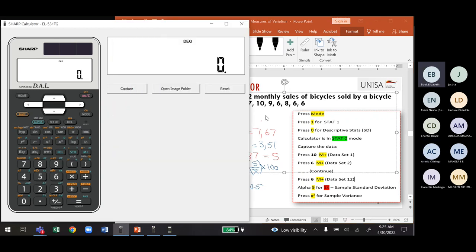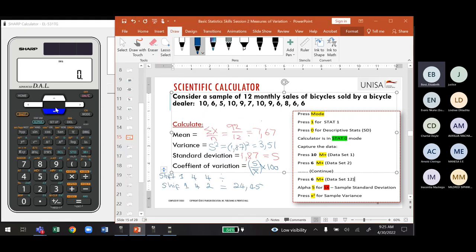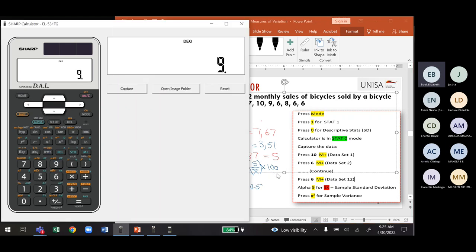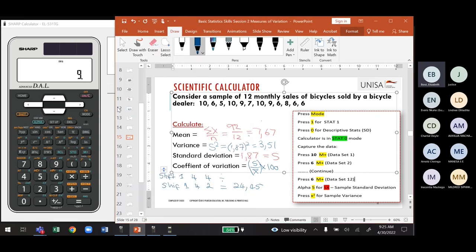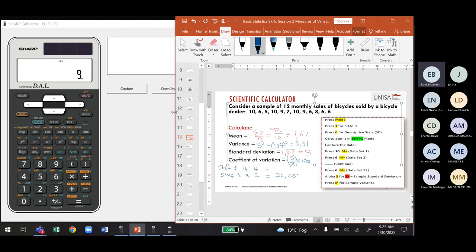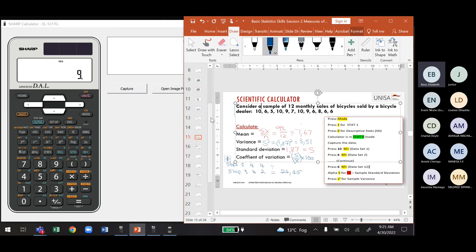So let's put this on the side, and I must bring back the same. With this one, it's going to be a mission and a half to work between the two screens, because when I click, it will hide my presentation. So let's minimize the presentation. We already have the values. We already know what the values are.